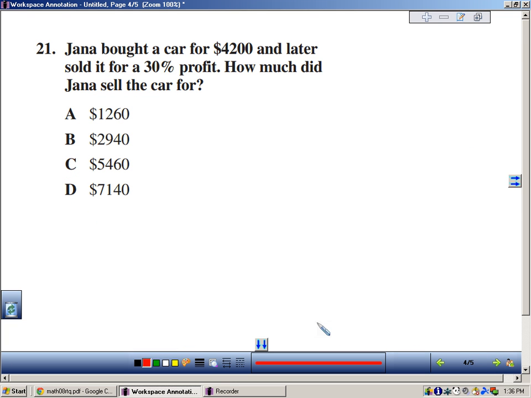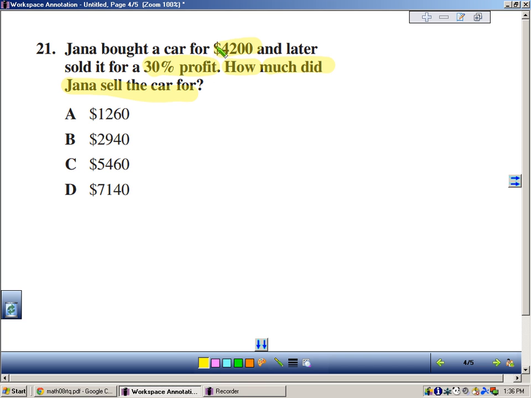Jana bought a car for $4,200 and later sold it for a 30% profit. How much did Jana sell the car for? Keywords here, 30% profit. That's another key indicator when you're looking at profit, to multiply the amount given by the percent. Okay, so we're looking at a total amount of $4,200, and we're trying to figure out how much did she sell the car for.